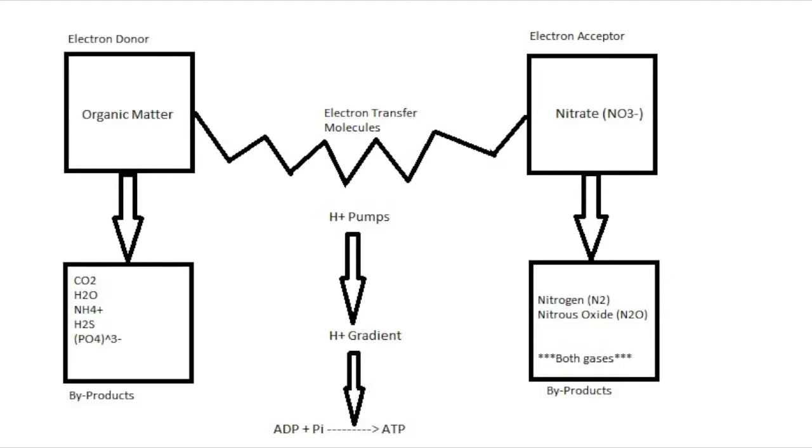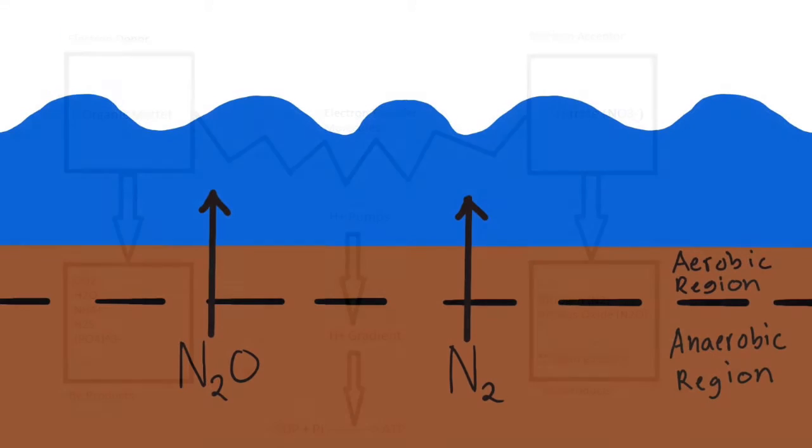The byproducts of the nitrate in this reaction are dinitrogen, an inert gas that makes up 79% of the atmosphere, and a small amount of nitrous oxide gas, which both rise up the water column and get released back into the atmosphere.